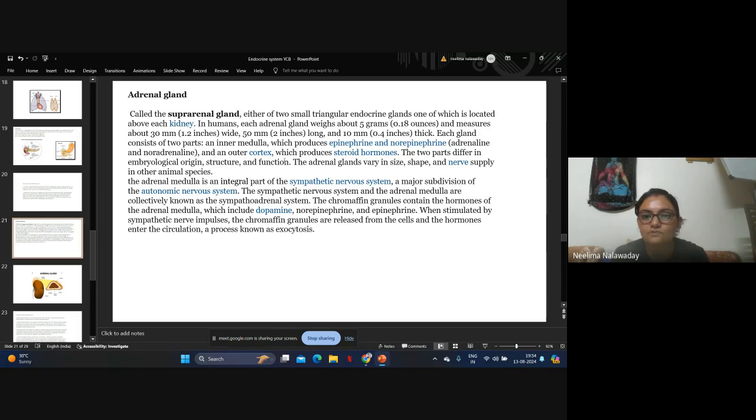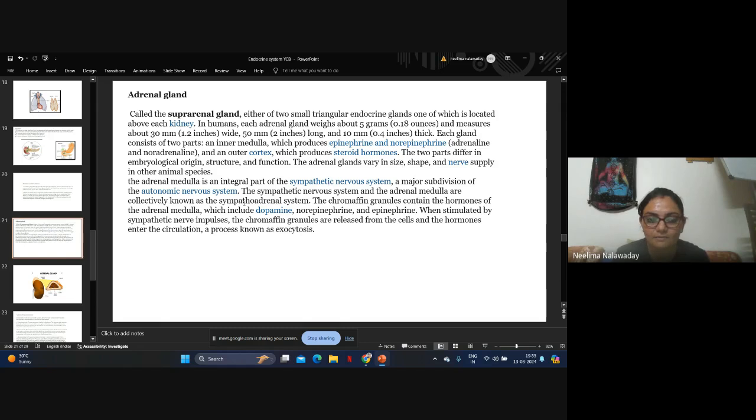And the outer cortex produces steroid hormones, major hormones which play important roles in lots of functions in our body. Maybe you have heard about steroids. Doctors prescribe steroids, and people say synthetic steroids are not good for our health. This is our natural steroid-making gland, and if it is not functioning properly, then we become dependent on an outside source.